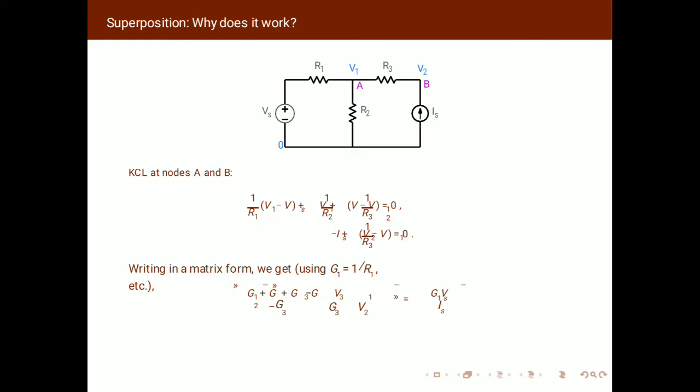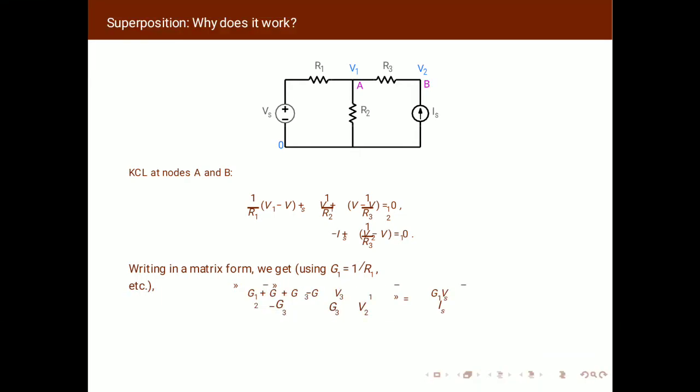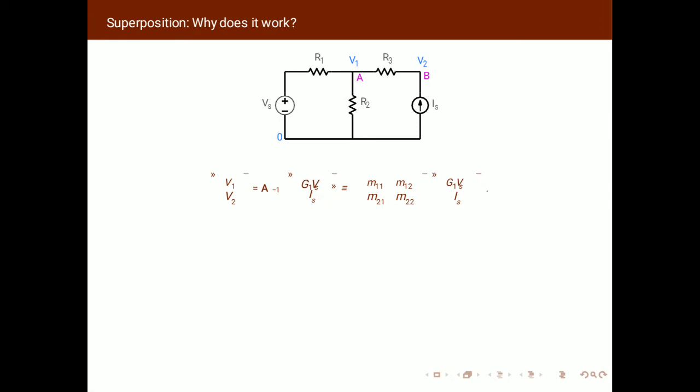Now writing it in matrix form. So what does it mean? G1 is equal to 1 by R1, G2 is equal to 1 by R2, G3 is equal to 1 by R3. So in this way we can write it in a different way. Here we will get the matrix equation, so they have given it in matrix manner.